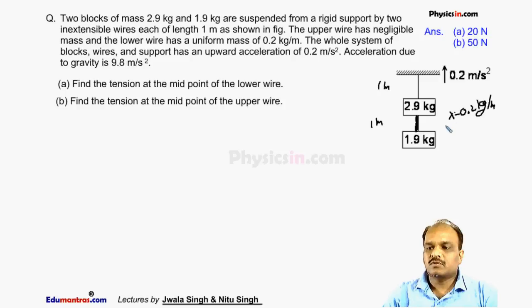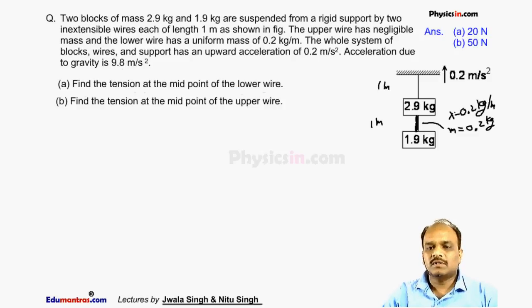So the total mass of this rope is 0.2 into 1, that is 0.2 kg. The whole system of the blocks, wires and the support has an upward acceleration of 0.2 meter per second square. The acceleration due to gravity is 9.8. Find the tension at the midpoint of the lower wire.